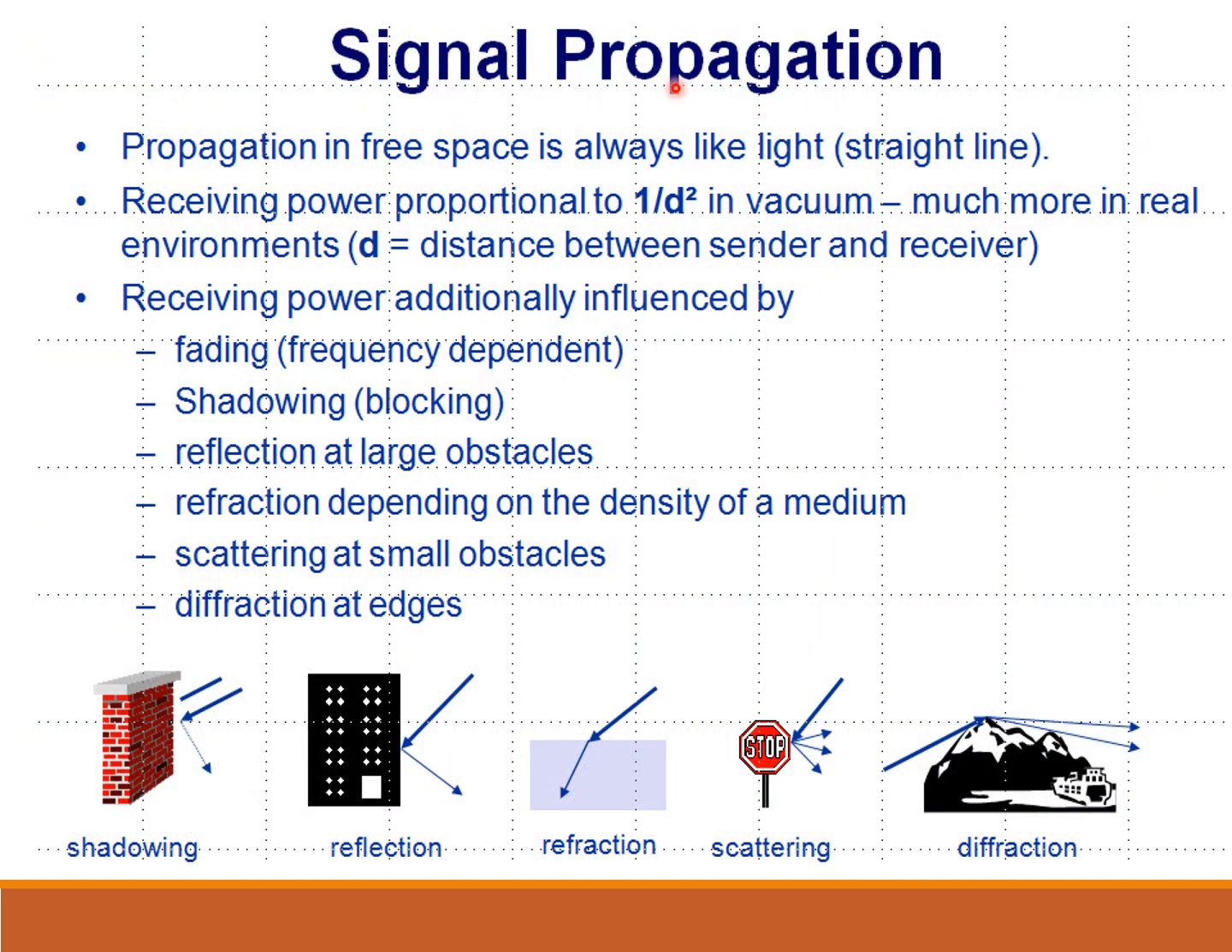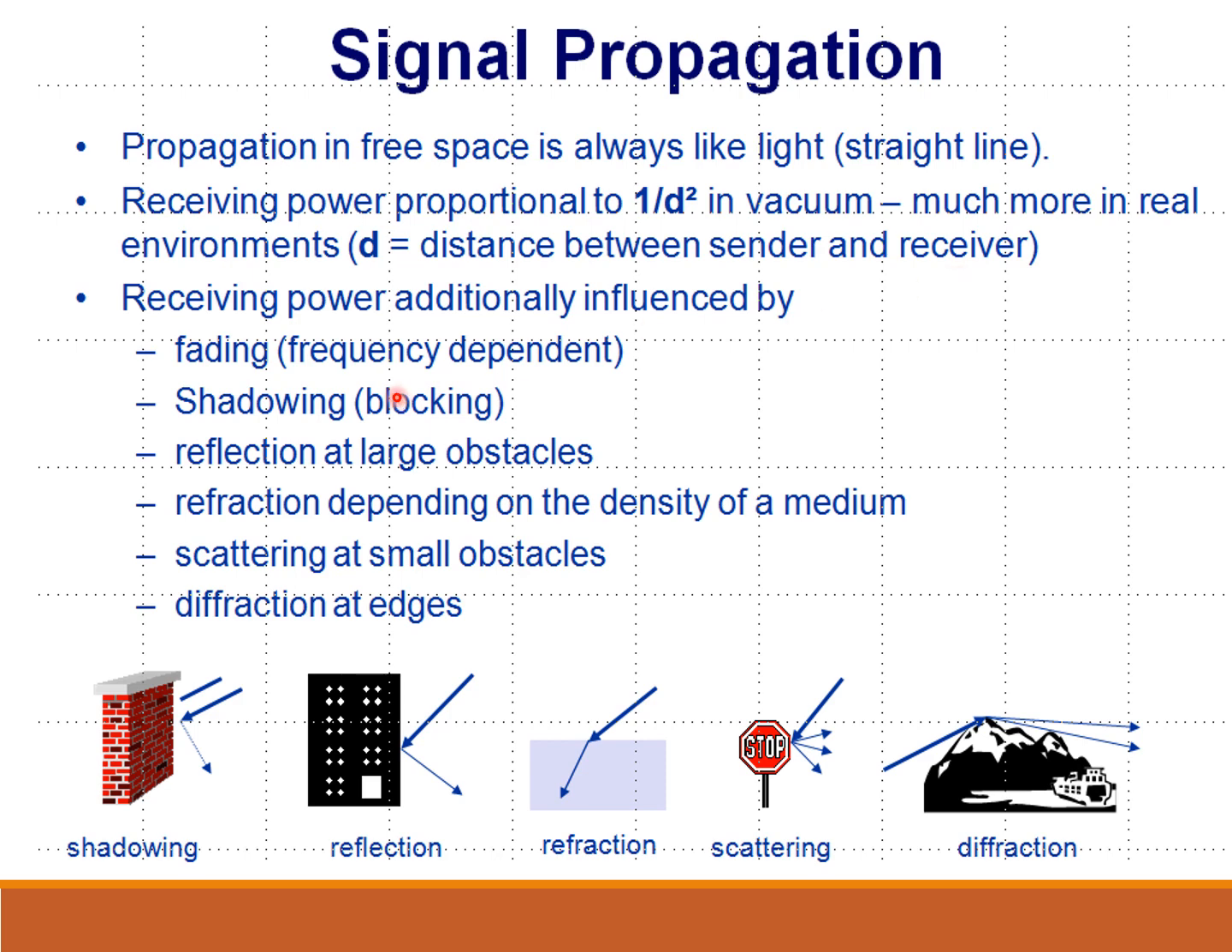Signal propagation. Propagation in free space is always like light. That is, the wave travels with the speed of light. And the received power is proportional to 1 by d square, where d means the distance between the sender and the receiver.